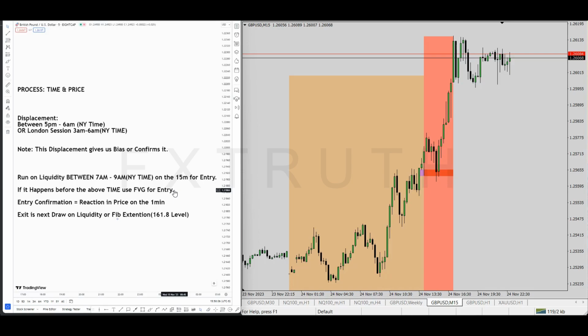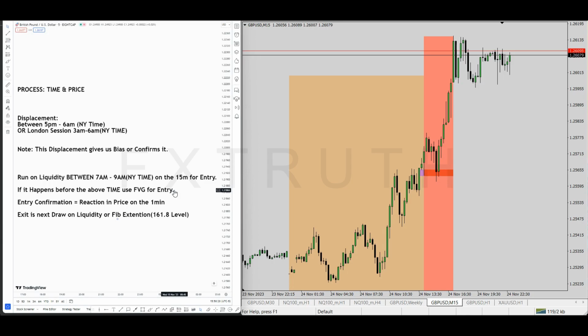Now, when we key into this area of liquidity or fair value gap, we're going to be waiting for our entry confirmation, which I call a reaction in price. And I'm going to be showing you what that means for those of you who don't know it, but for those of you who know it, thumbs up. So we're going to be looking out for a reaction in price on the 1 minute. Good. Now, once we get our reaction in price, we're going to get our entry and frame our risk to reward.